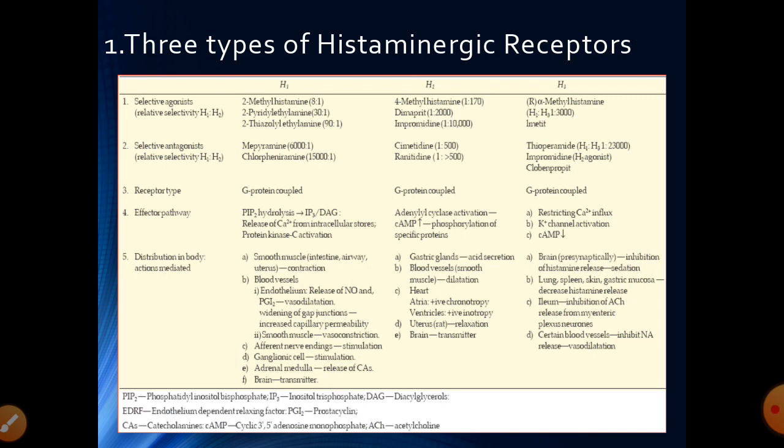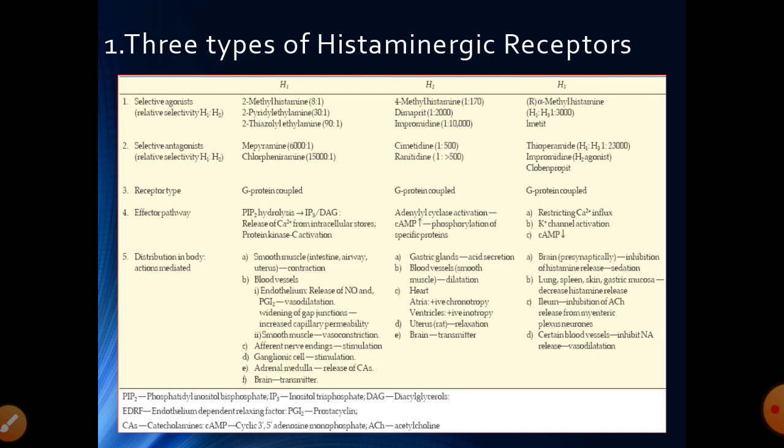The first table over here is the three types of histaminergic receptor, that is H1, H2 and H3. The table describes selective agonist, selective antagonist, receptor type, effector pathway, and distribution in the body. Usually in the examinations, the most direct questions from this table are as follows. They could ask you that dimaprit comes under which category of receptor. So it is an H2 agonist drug.